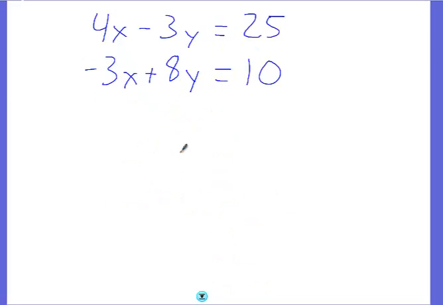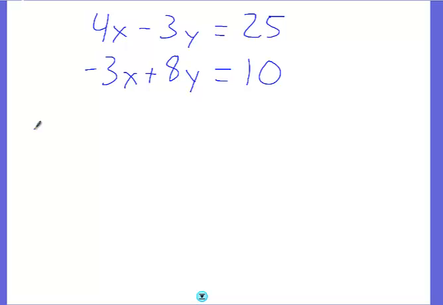Now we get a hard one. Because we have 4x minus 3y equals 25. Then we have negative 3x plus 8y equals 10. So if you look here, neither the x's match, neither of the y's match. But we can't just multiply either of these equations by a factor to make a 4 become a 3, a 3 become a 4, a 3 become an 8, or an 8 become a 3.